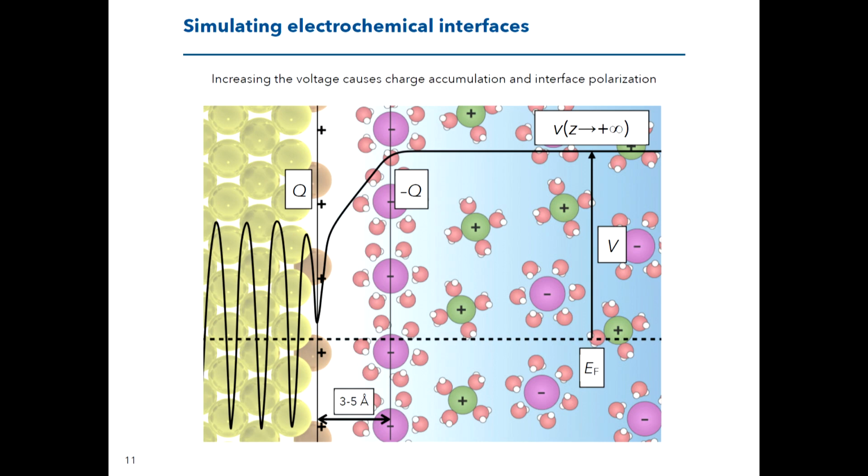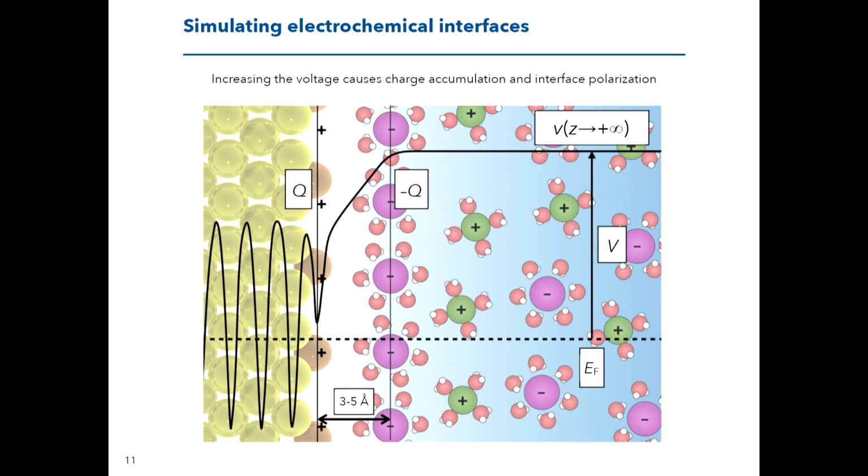And so the voltage is nothing else than the difference between the chemical potential of an electron inside the electrode, that is the Fermi energy, and the long-range value of the potential inside the electrolyte. So this is one working definition for the voltage.